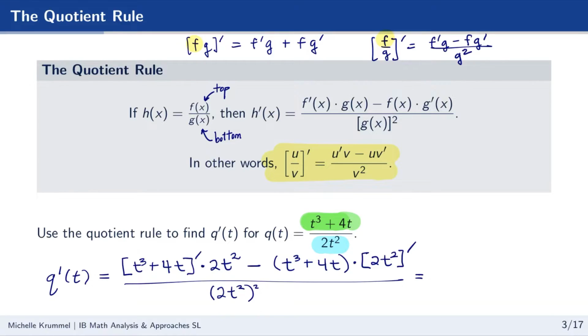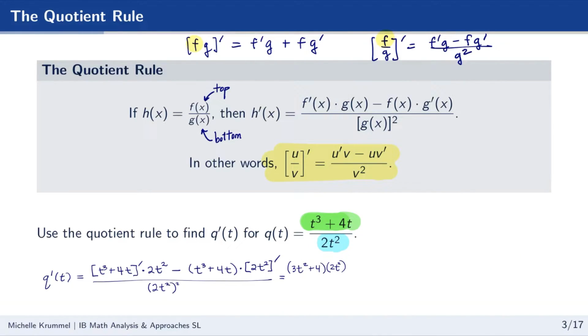Okay, and now we'll work it out. The derivative of t cubed plus 4t is 3t squared plus 4, times the 2t squared. I'm going to run out of room here, so let me resize this a little bit. We multiply that by the 2t squared, minus, then we keep the t cubed plus 4t and multiply by the derivative of 2t squared, which is 4t.